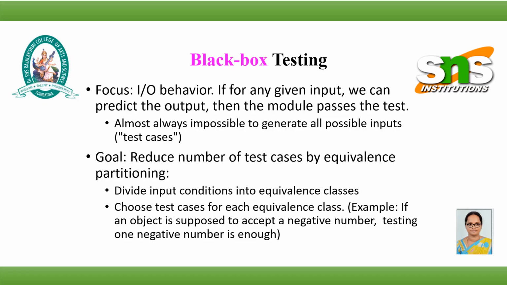Black box testing focuses on input output behavior. If for any given input we can predict the output, then the module passes the test. If we cannot predict the output of a given module, then it is not proper, so we have to change it. For all of these, we have to write test cases, and based on the test cases we check everything. The main goal is to reduce the number of test cases by equivalence partitioning. It divides input conditions into equivalence classes and chooses test cases for each class. For example, if an object is supposed to accept a negative number, testing one negative number is enough.